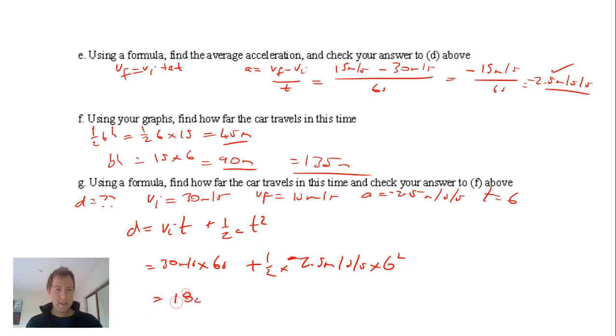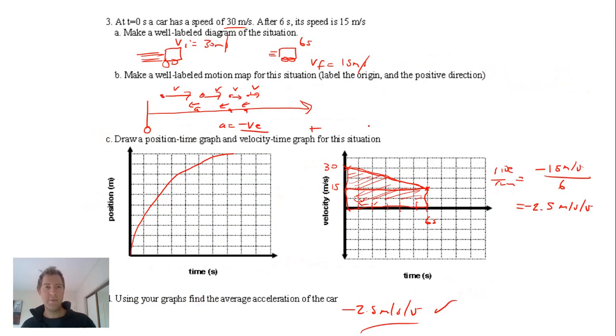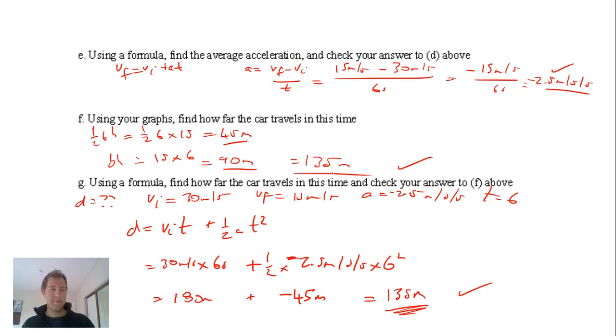30 times 6 is 180 meters. Plus half times 6 squared, that's 36 times half is 18, times 2.5 is negative 45. 180 plus negative 45 is 135 meters. You would not have got that right if you did not have the negative. Some people will miss out the negative, but just to check, these are both the same, yes. If you've done your motion map to start with, this is why I stress it, you already knew that your acceleration was negative and you weren't going to make that mistake. Cool. See you for the next lesson tomorrow.